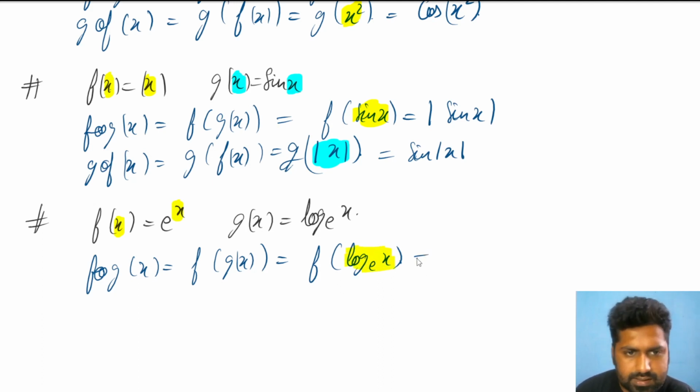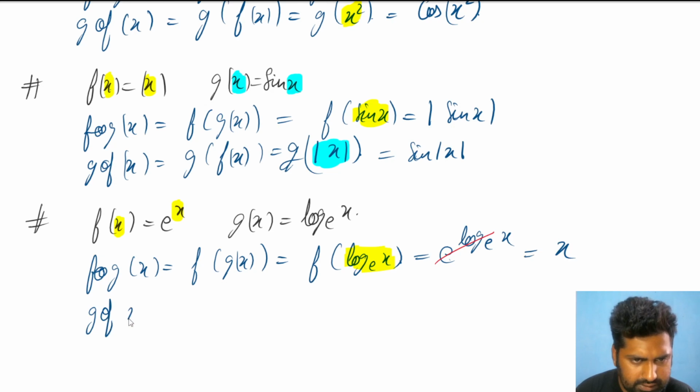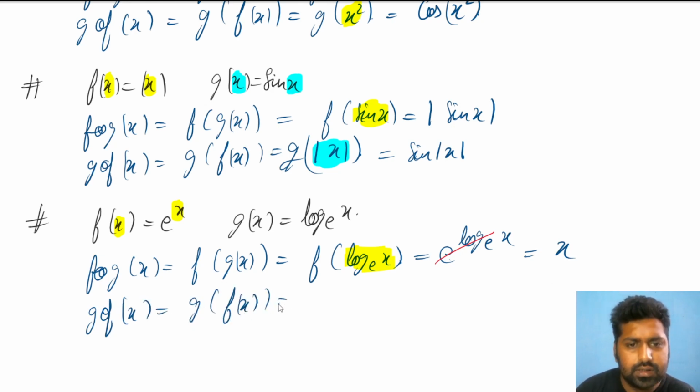So if I replace x in e raised to power x with log x, it becomes e raised to power log base e x. Sorry. And you know, we have done this a lot. These two cancel, e raised to power log always cancel. So it becomes what? x only. Similarly, gof x, that's g of f of x. Now that means g of, what is f of x? e raised to power x.